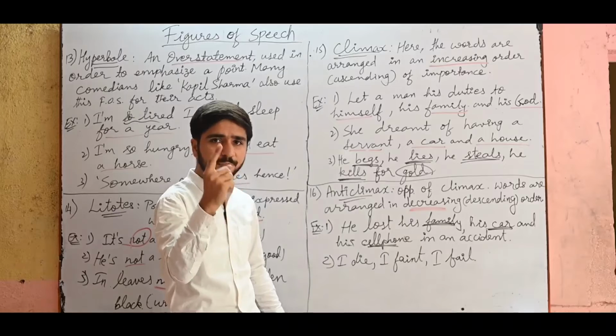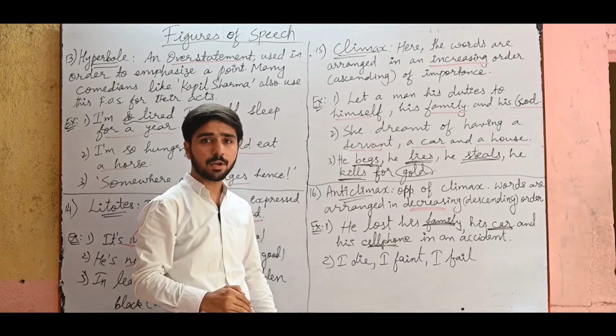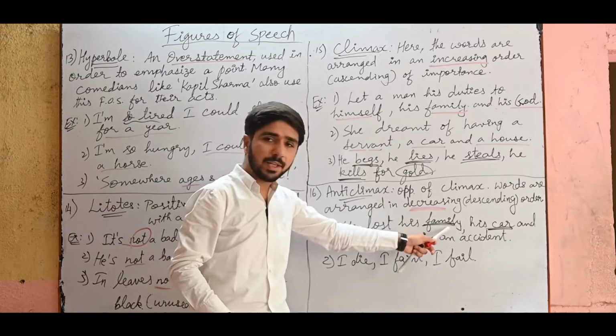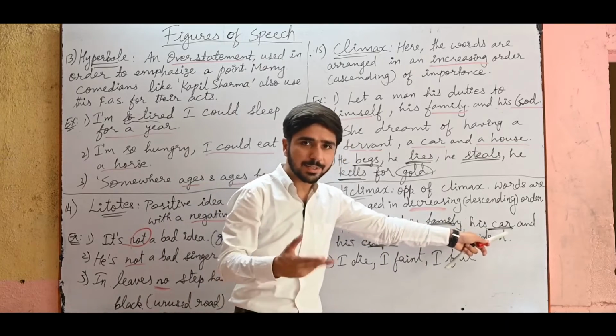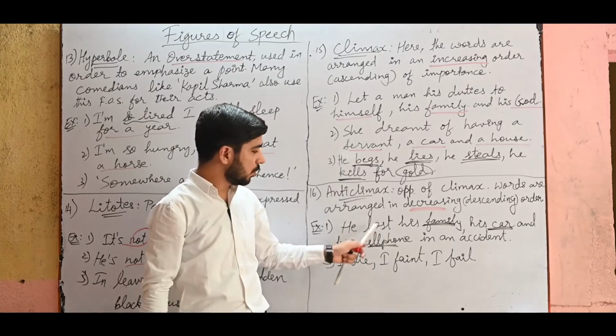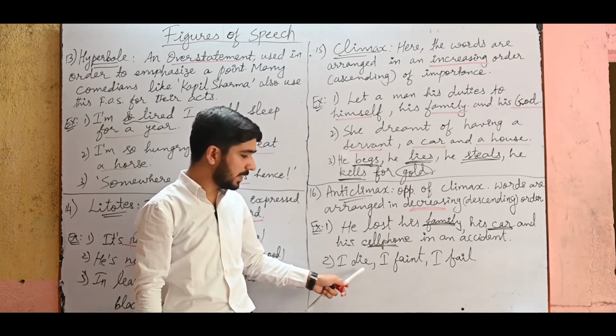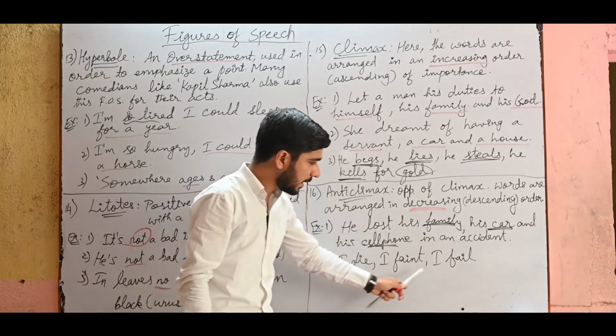So three things are there: his family, then his car, and then his cell phone. See the decreasing order of importance, because for anyone, family is the most important thing, then the car, the asset, and then his cell phone, the smallest asset. So that is anticlimax. Now second example for anticlimax, which is easily understandable: I die, I faint, I fail.